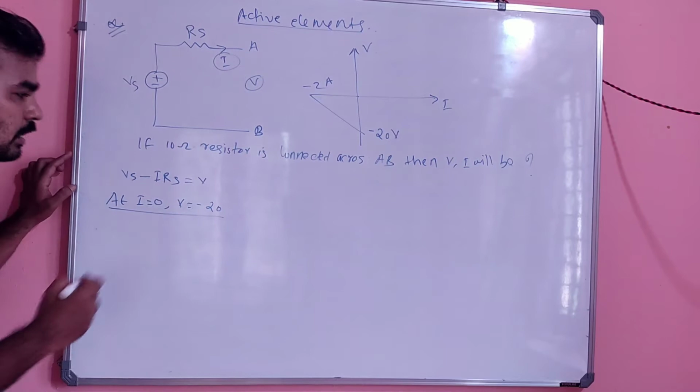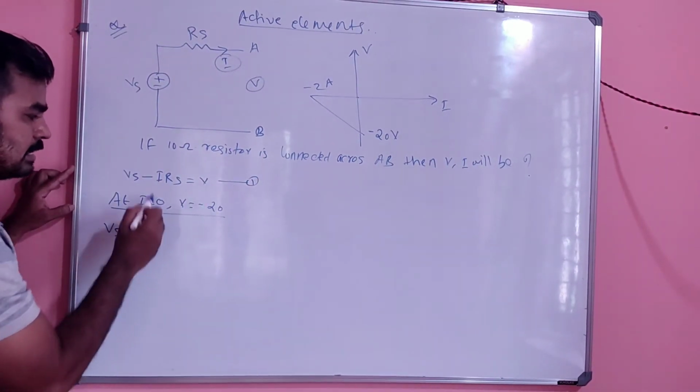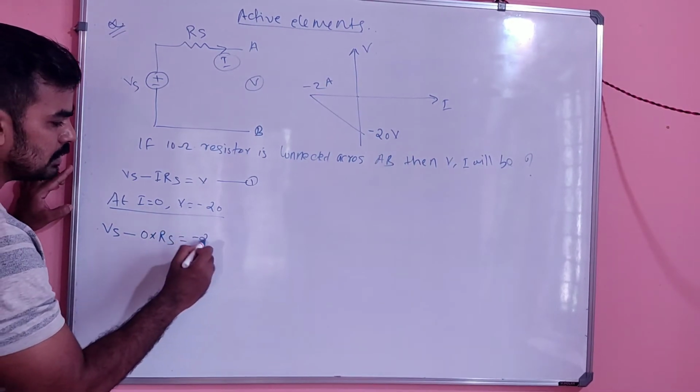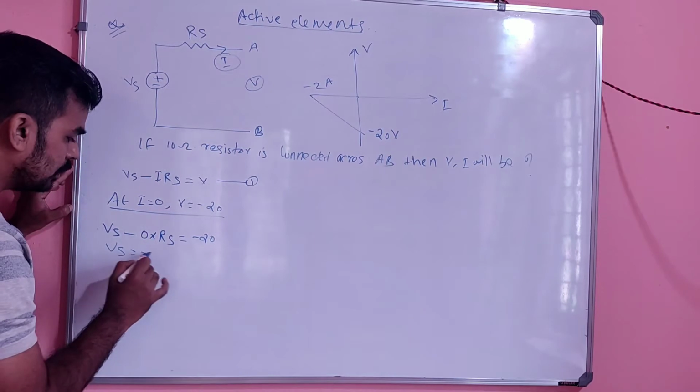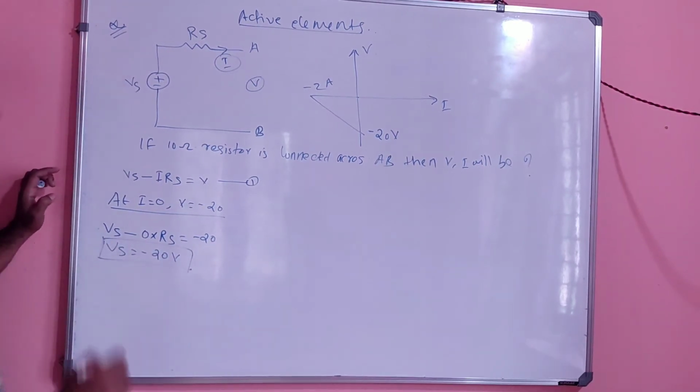Applying this condition in equation number 1, we get Vs minus 0 into Rs equal to V, which is equal to minus 20. So Vs is equal to minus 20 volt. So we got the value of Vs now.